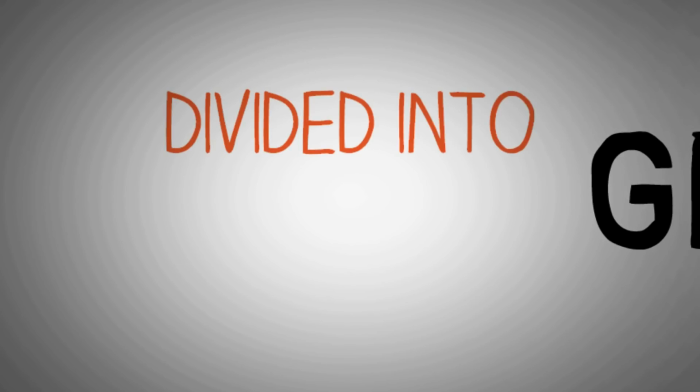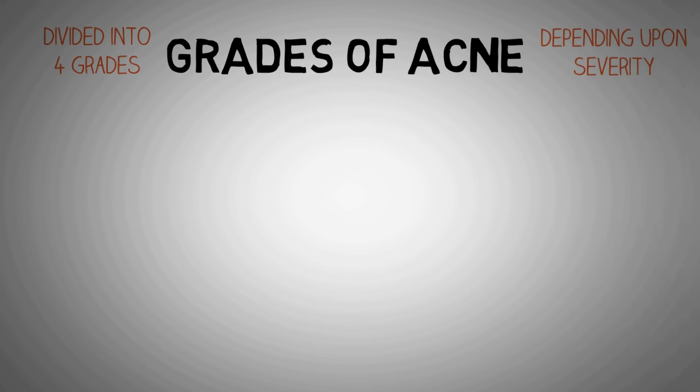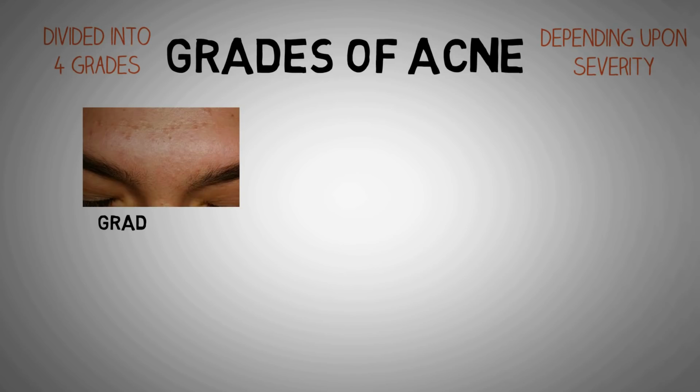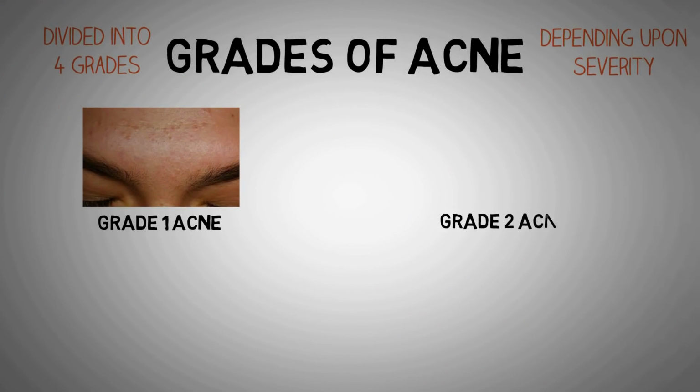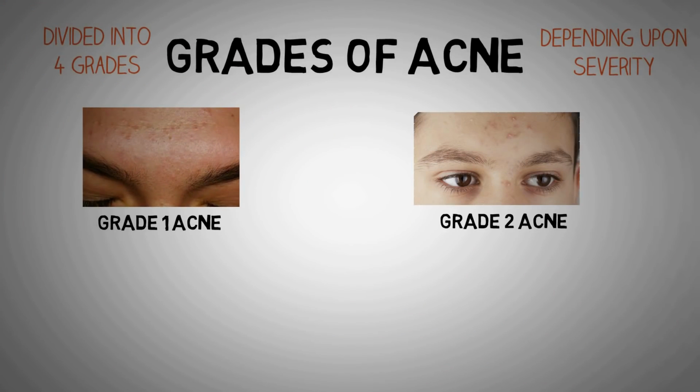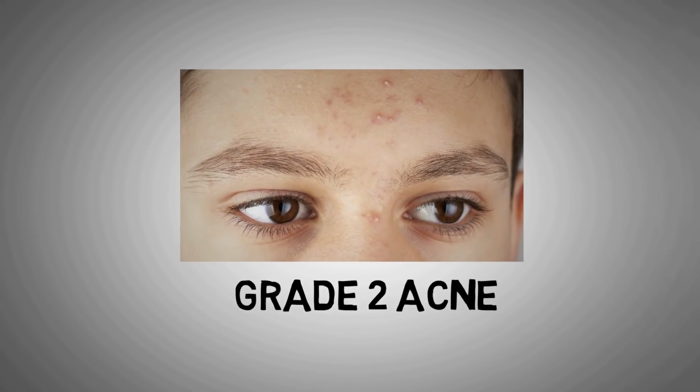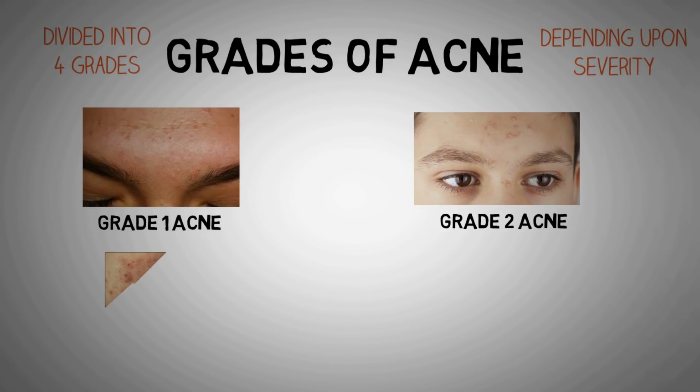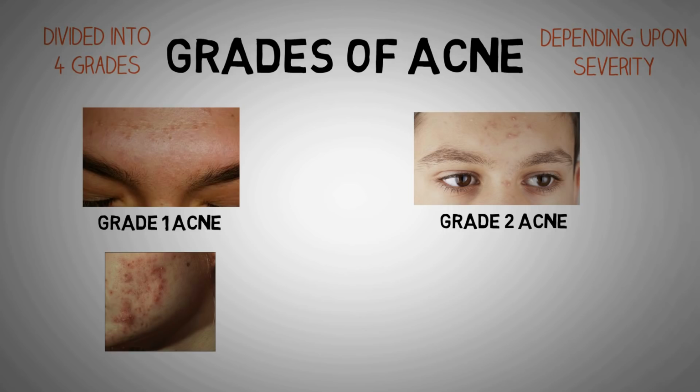Acne is divided into 4 grades, with increasing severity of the lesions. Grade 1 includes comedones and few papules. Papules being raised lesions less than 1 cm. Grade 2 acne includes whiteheads. Whiteheads are also known as pustules, which are small pus-filled acne that we commonly know as whiteheads.